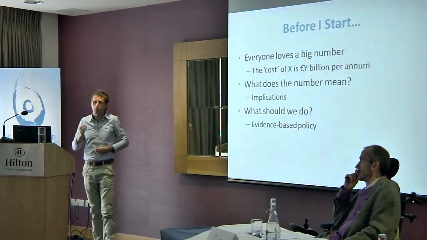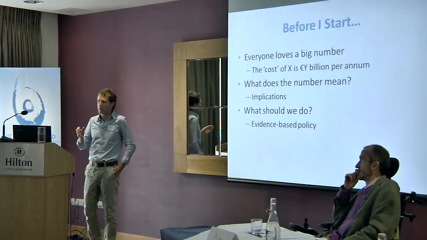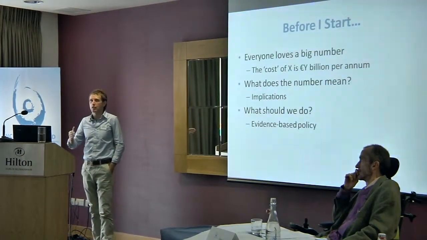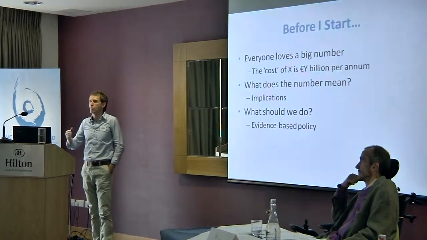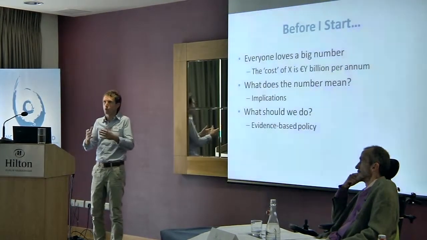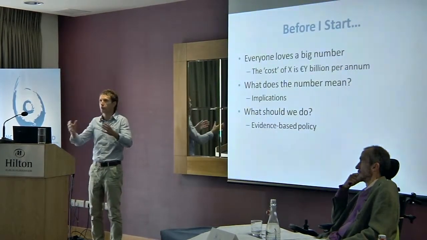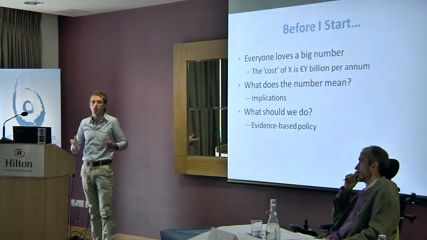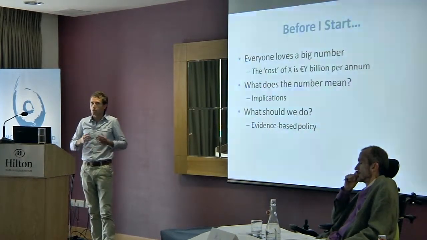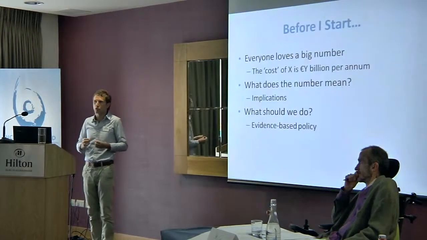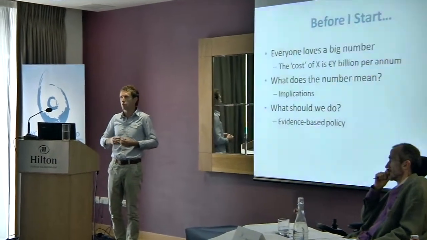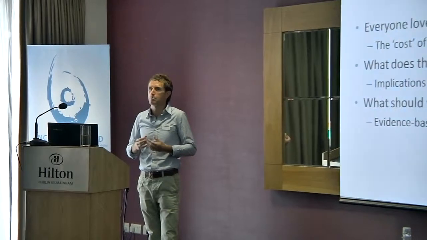And then the third problem, which I think is the most important issue to bear in mind, is that very often it's not absolutely clear what the actual number means. Newspapers like to run with the number because it's a nice heading. 1.69 billion sounds like a big number and something very important. But it's much more important to actually understand what the number means, how it's been constructed, and what its implications are, both for individuals, and in this case, individuals with disabilities, but also in terms of what we should do to address the specific problem.